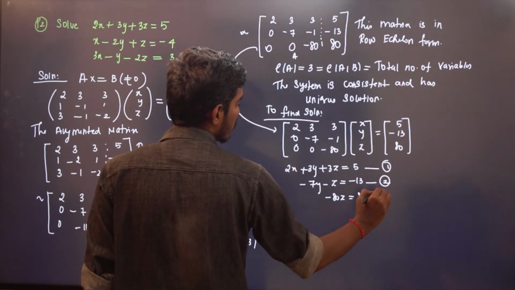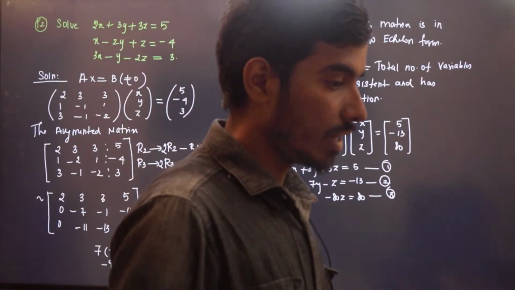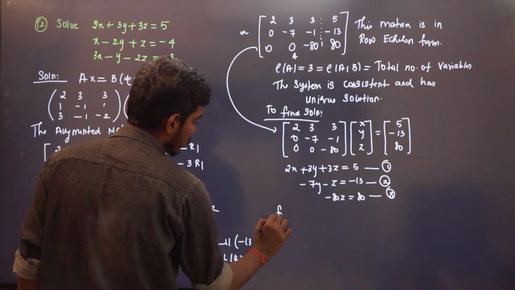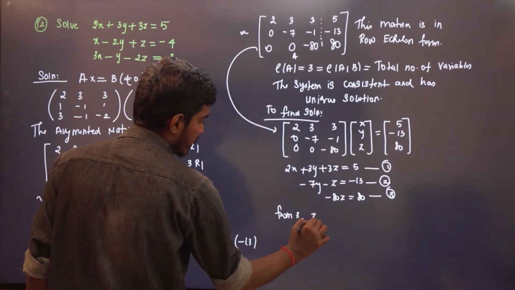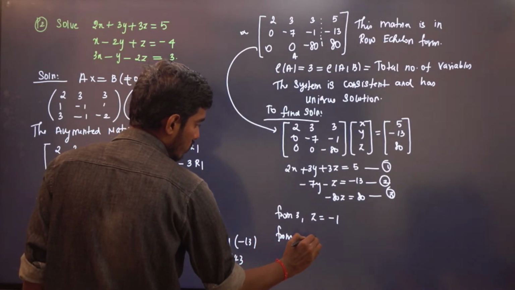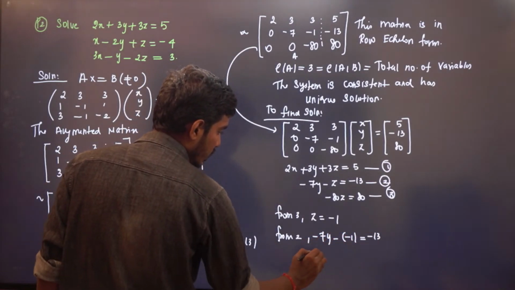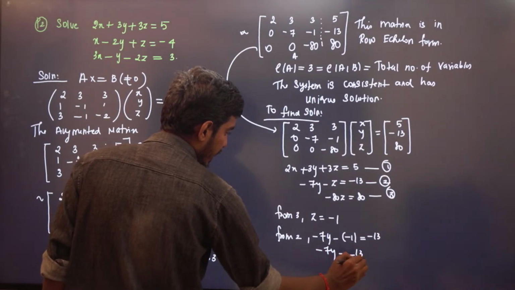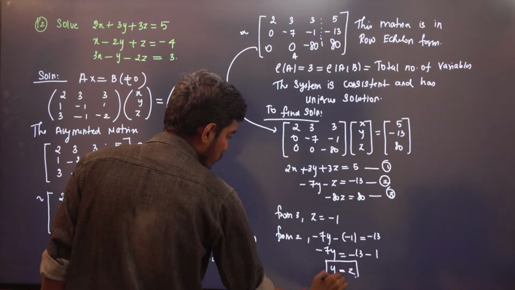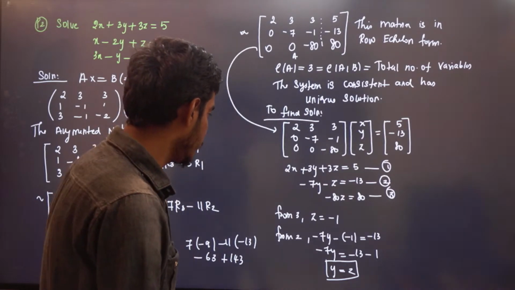So you have to solve by backward substitution. From 3 you can find z, from 2 you can find y, and from 1 you can find x. So from 3, your z is -1, and from 2, -7 times y minus z is -13. So -7y is -13 minus 1. So your y is 2, right? This will be +1. So -1, your y is 2.